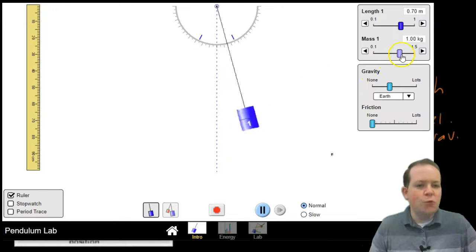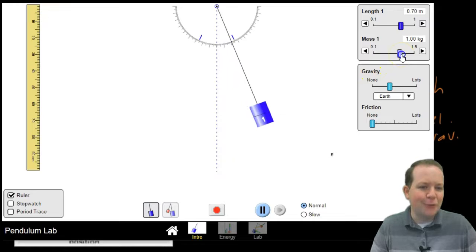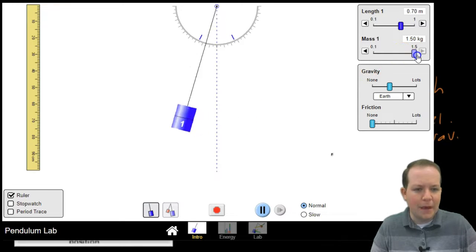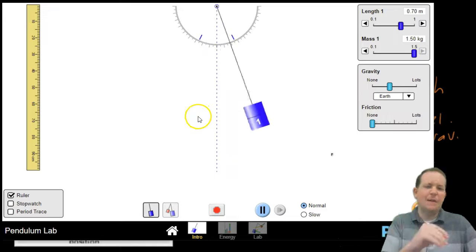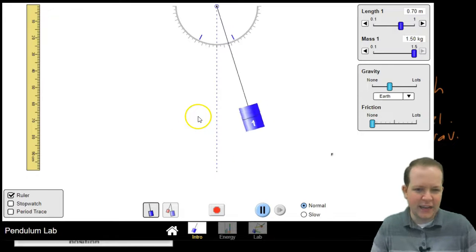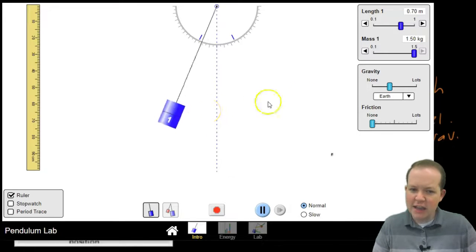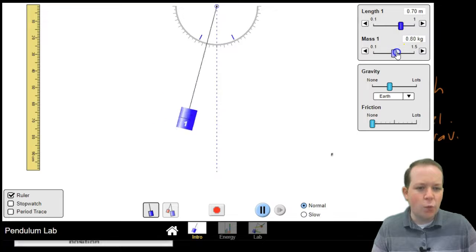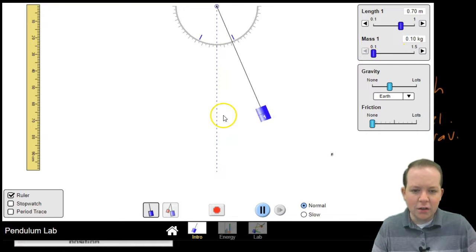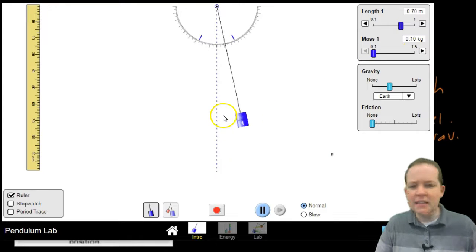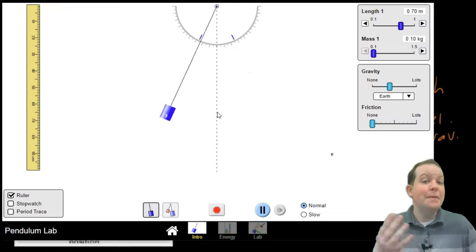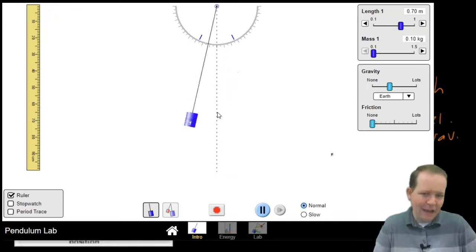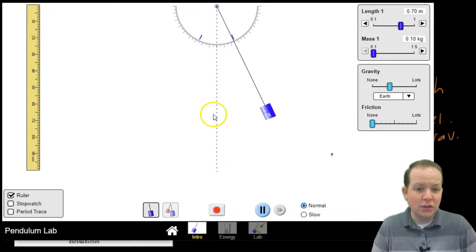Well, in fact, if I ramped up the mass over here and made it 1.5, well, I don't have a stopwatch. We're not going to spend too much time on this. We're not going to take any actual data, but the period didn't seem to change. In fact, if I make the mass way smaller, the period doesn't change. For a simple pendulum, the mass, it turns out, does not affect the period of the pendulum.